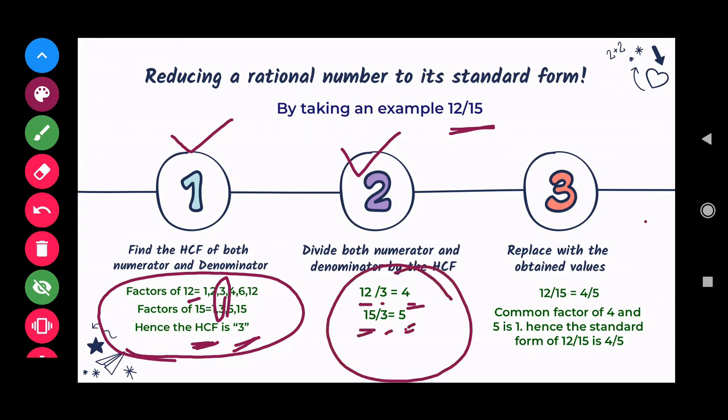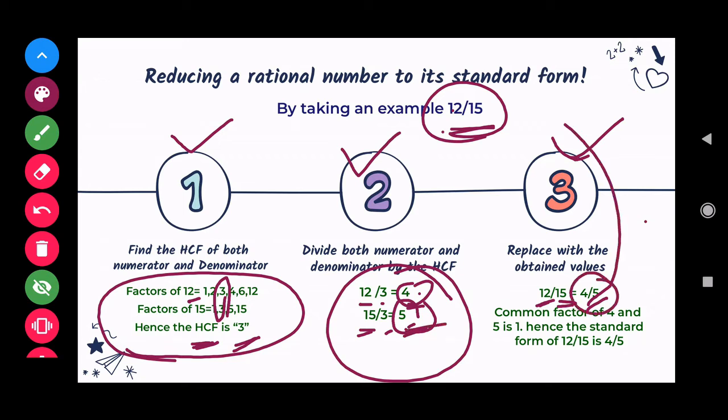So what we are doing here is dividing the numerator and denominator by the HCF, and we are getting 4 and 5. Now replace the given fraction 12 by 15 with the obtained values. We replace 12 with 4 and 15 with 5. Hence 4 by 5 is the standard form of the given fraction 12 by 15.